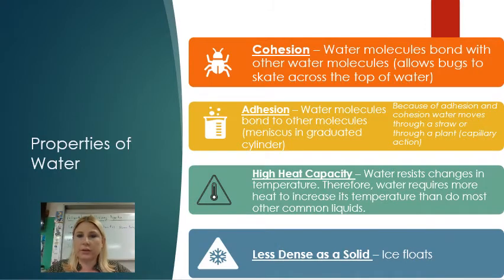Okay, so here we are talking about the properties of water. So we have cohesion. That was our first property of water. This is where water molecules are bonded to other water molecules, okay? When they bond together, that's also called surface tension. It kind of forms like a nice little net or layer on top of the water that little insects can run across, okay? It's also why water forms a perfectly round little drop, because water bonds with other water molecules.